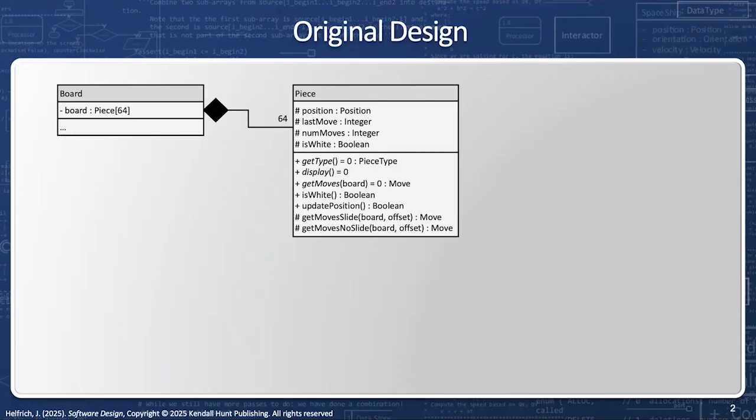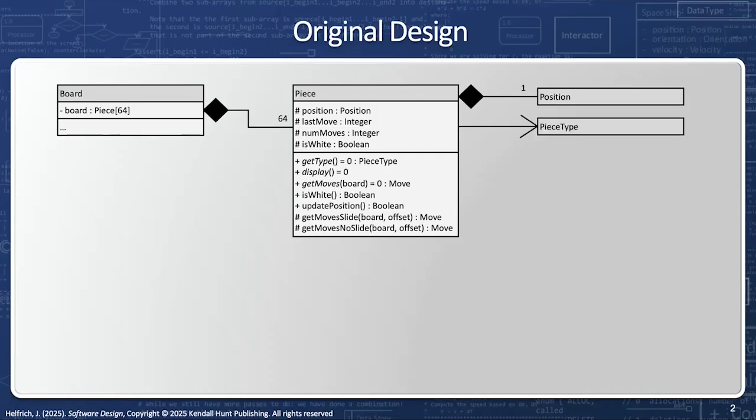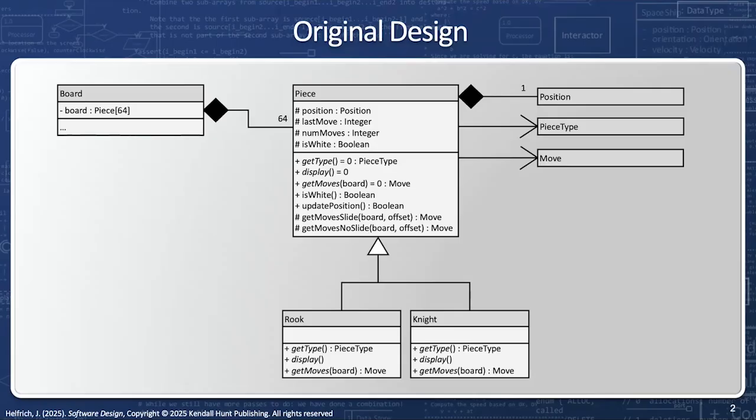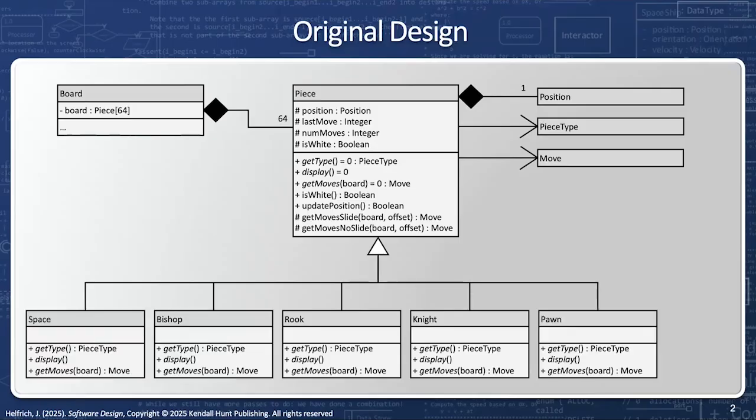Notice how I'm going to have the pure virtual functions get moves, display, and get type. Piece is going to have a position class by composition. It's also going to return a piece type, so it's not going to have a piece type, it just returns one, and it's also going to return a collection of moves. Now observe that the piece class has three pure virtual functions: get type, display, and get moves. And so therefore I must have a rook by inheritance, and a knight, and a bishop, and a pawn, and a space, and a couple other ones as well. Each one of these must implement get type, display, as well as get moves.